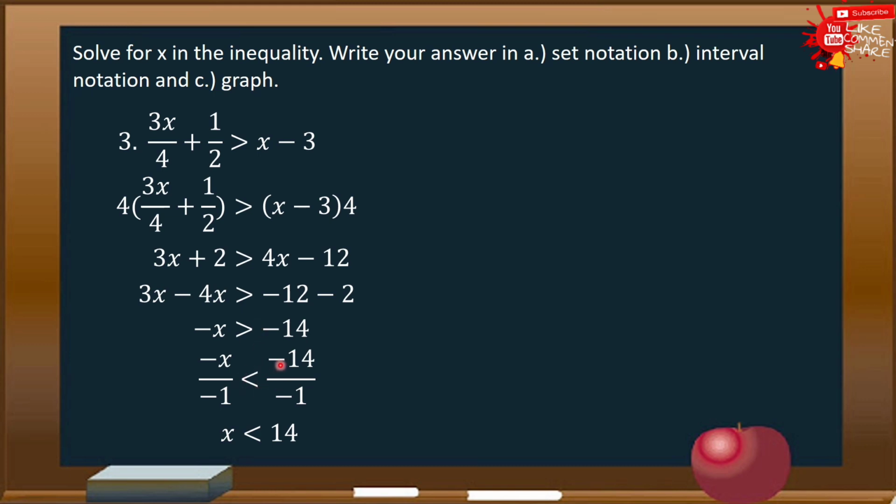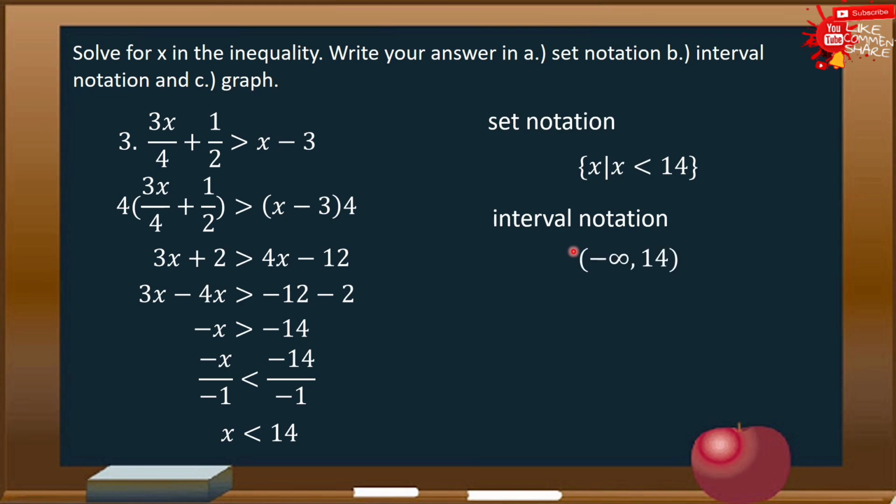Then, we have negative 14 over negative 1. And what is negative 14 divided by negative 1? So, it is positive 14. So, our solution is x is less than 14. So, to write it in set notation, we have the braces, then x such that x is less than 14. Now, for interval notation, since it is less than, on the left side of the comma, we have negative infinity.